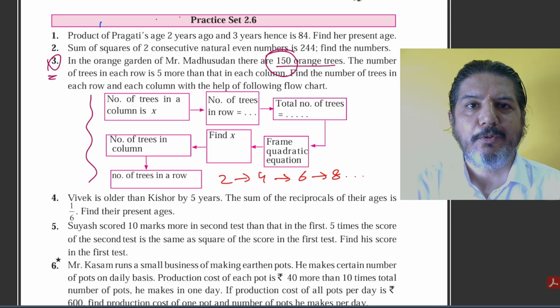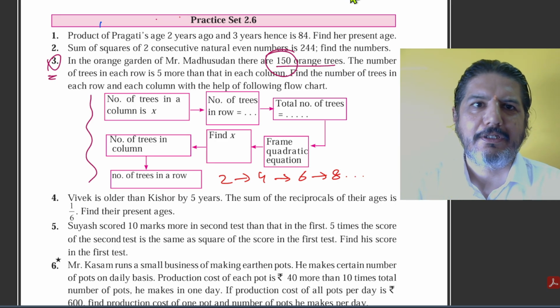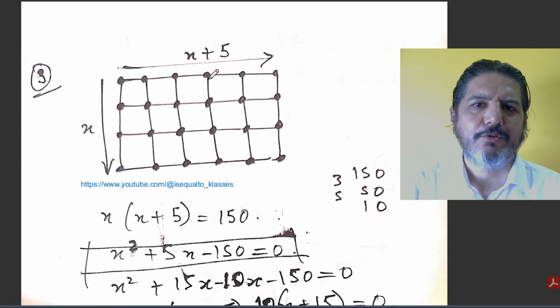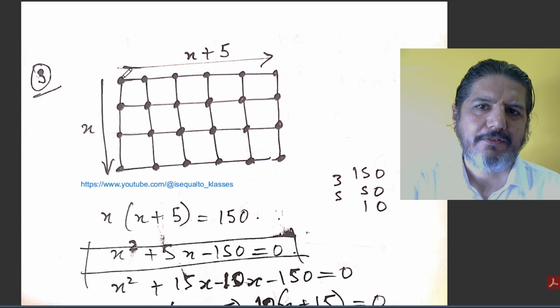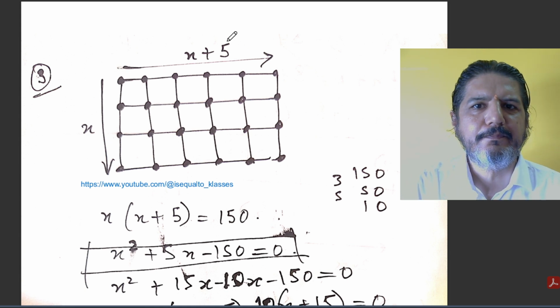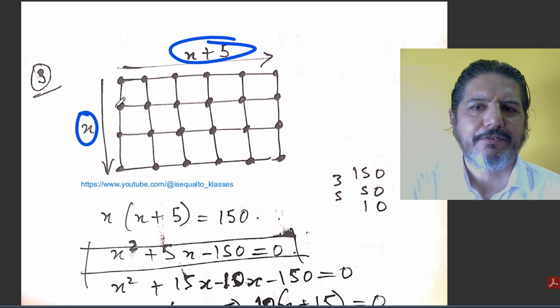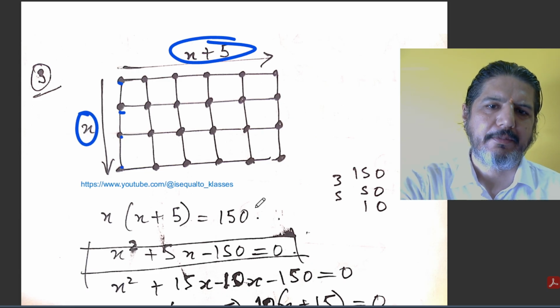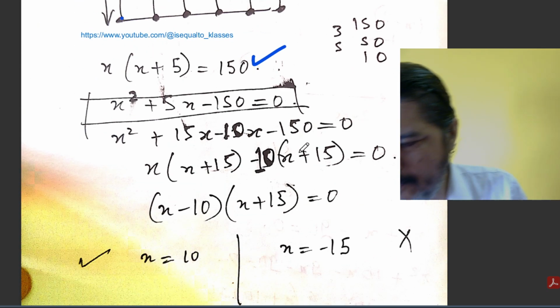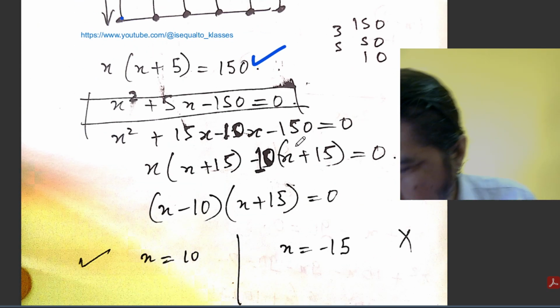If you are still not able to understand, I'll request you to review the last 5 to 10 minutes again. Then you will understand. So this is the situation I have shown you. Each dot is representing a tree. This is x plus 5. This is x. So if there are x trees here, then there are x plus 5 trees here. You multiply that, you come to 150.